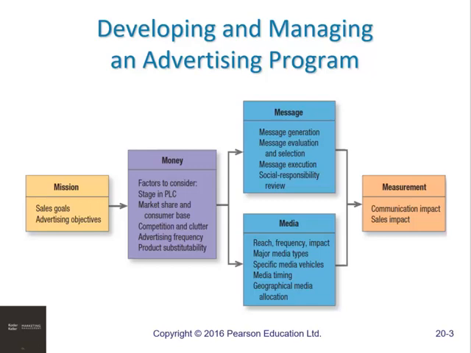Number 1, mission. What are our advertising objectives? Number 2, money. How much can we spend and how do we allocate our spending across media types? Number 3, message. What should the ad campaign say? Number 4, media. What media should be used? Number 5, measurement. How shall we evaluate the results? These decisions are summarized in Figure 20.1.